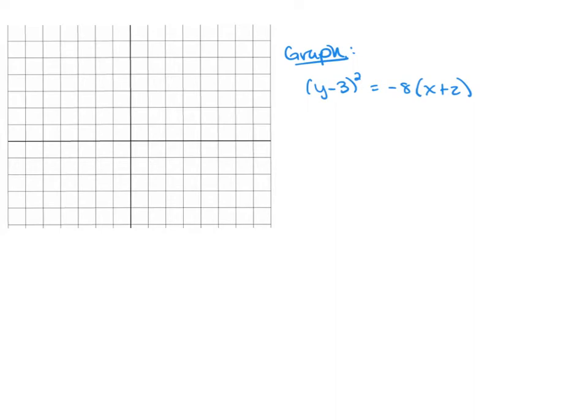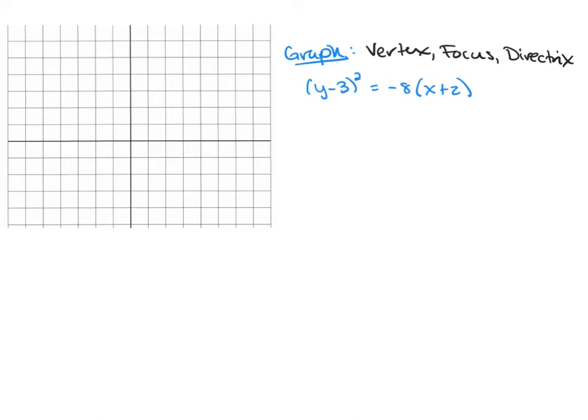Let's say that we have to graph y minus 3 squared equals negative 8 times the quantity x plus 2. Now, whenever you have to graph a parabola, you are going to have to find and label the vertex, the focus, and the directrix. Okay, so let's get started.